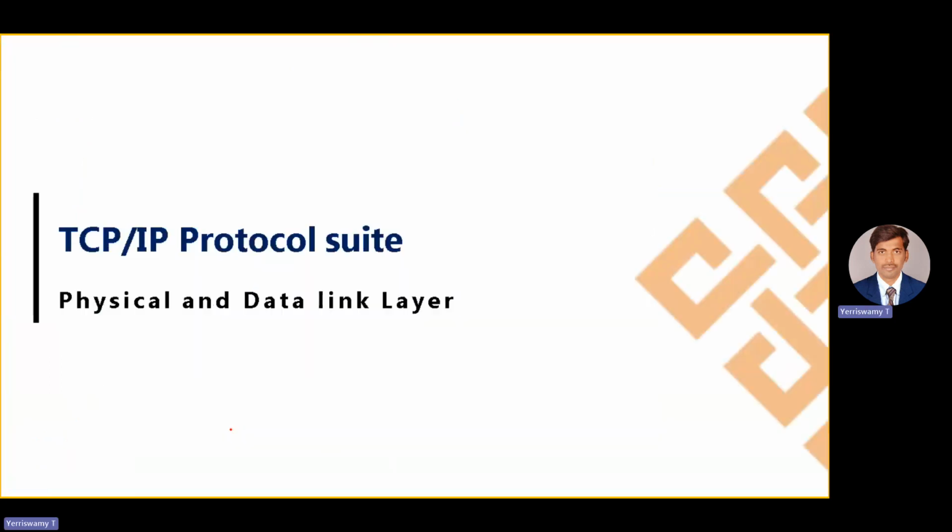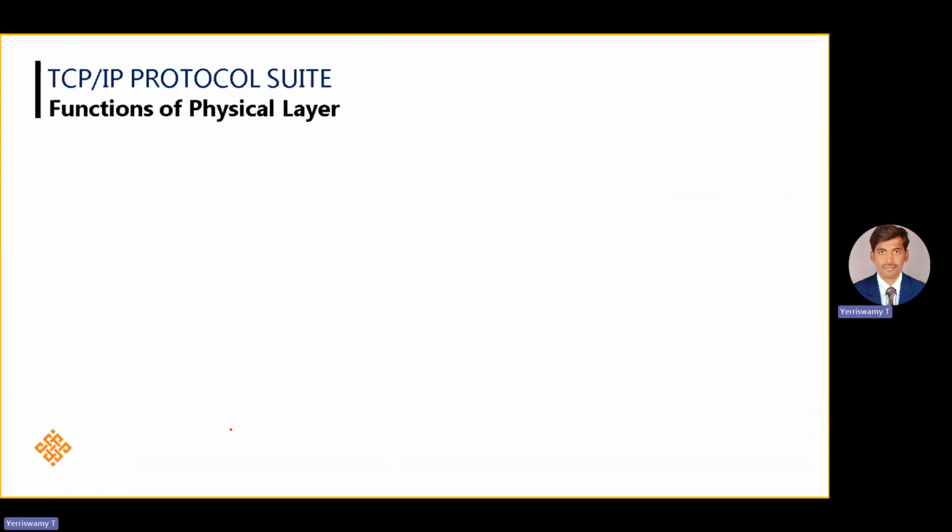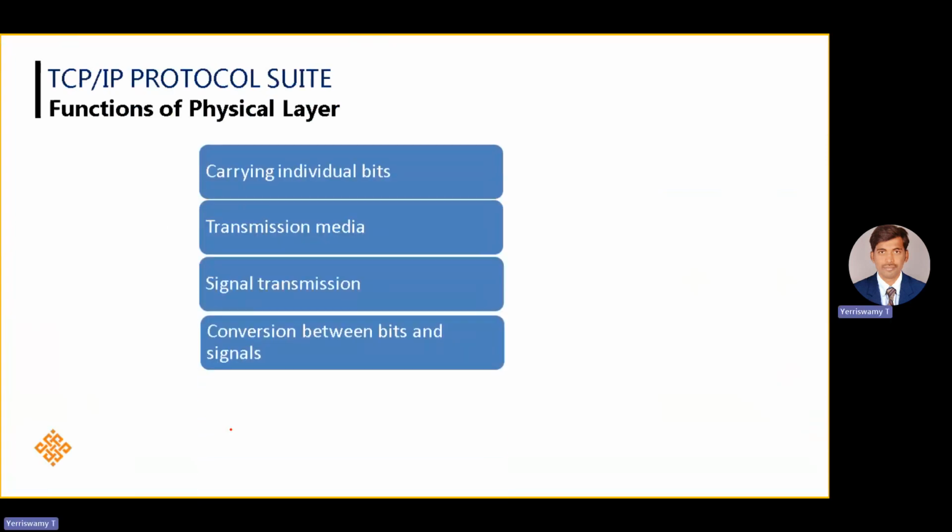Now let us see each and every layer, which protocols we have and what their functionalities are. Coming to the functions of the physical layer, the same thing I told in the OSI model repeats here. It helps in carrying the individual bits from one node to another node. It helps in fixing the transmission media, whether it is coaxial cable, fiber optic cable, twisted pair cable, or any wireless media. It also helps in signal transmission and in converting bits to signals, that is digital to analog and vice versa.